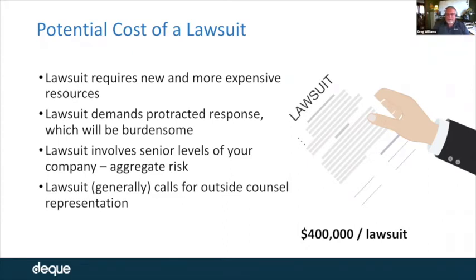Some other studies that I've done have shown the potential cost of a lawsuit. You're going to have people involved at your company, lots of activities. It's a protracted response. Senior levels of your company need to get involved. And you're going to have some outside counsel. But we have seen that those lawsuits can cost in activity up to $400,000 a lawsuit, even if you're settling for $20,000 or $30,000 for some of these what we consider predatory lawsuits. So that cost really is all the activity that takes place.